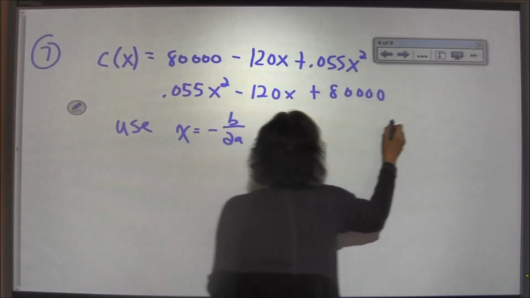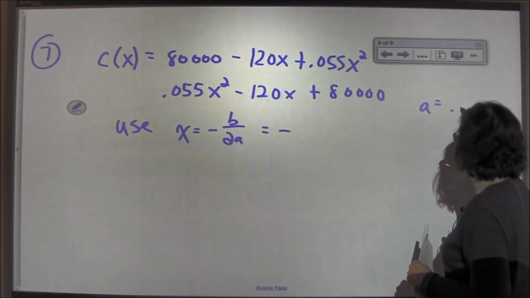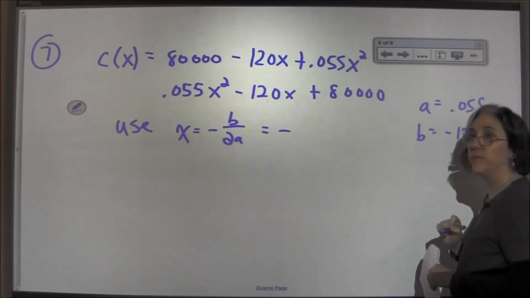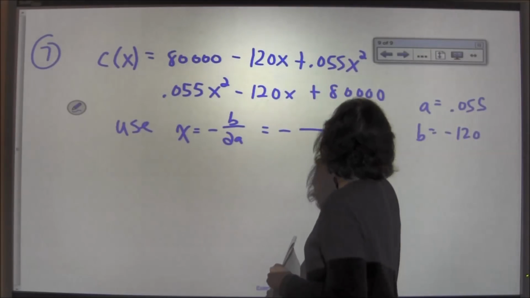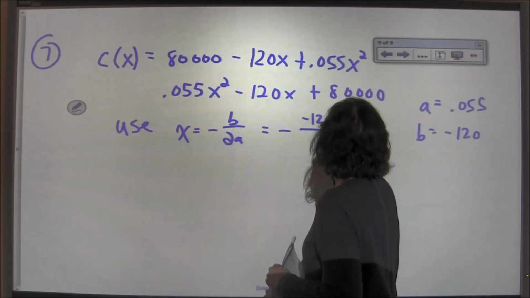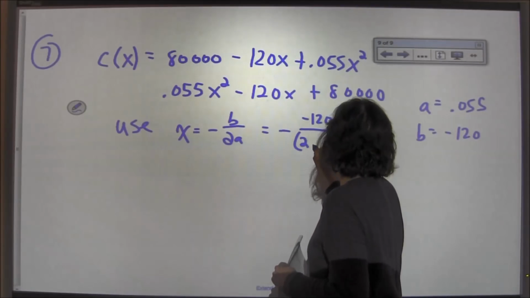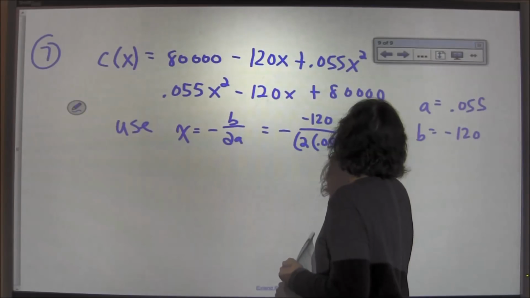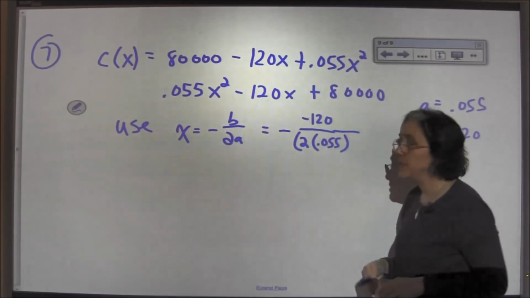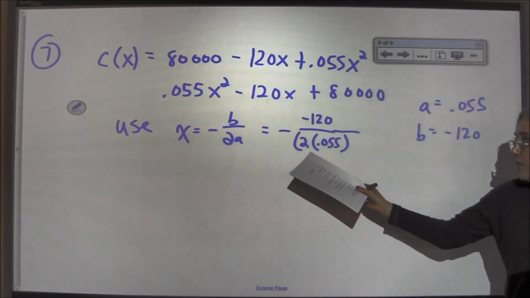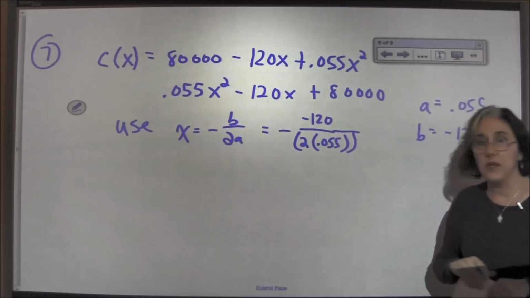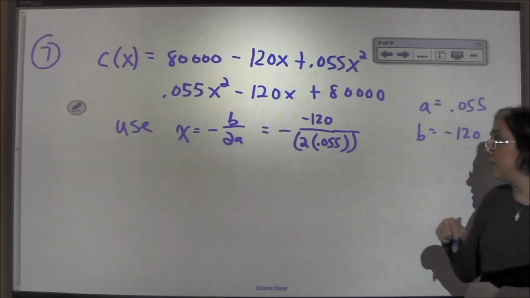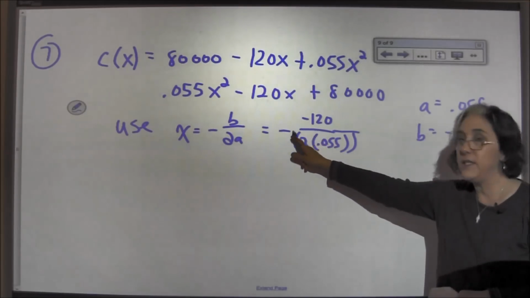So on this problem, a is 0.055 and b is negative 120. So that's the opposite of negative 120 all over 2 times the 0.055. When you type this into your calculator, you do have to be careful that you put parentheses around the denominator. Be really careful about that.